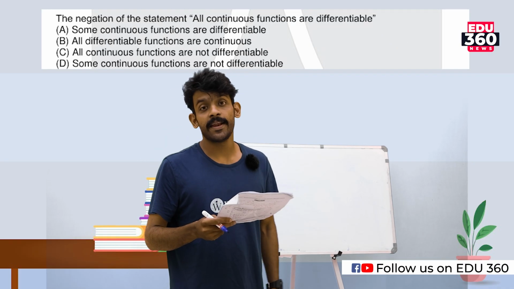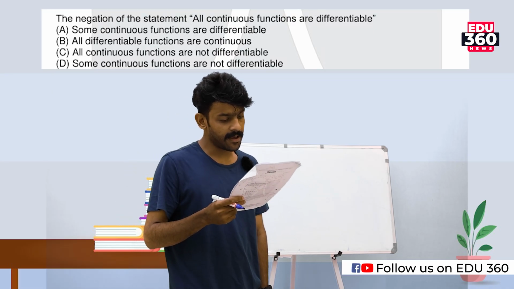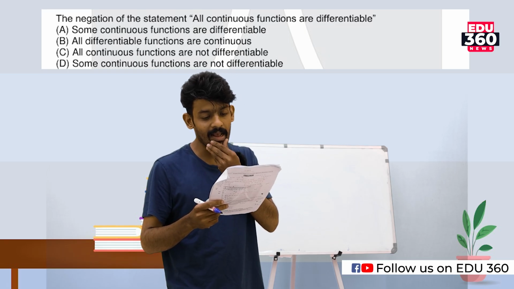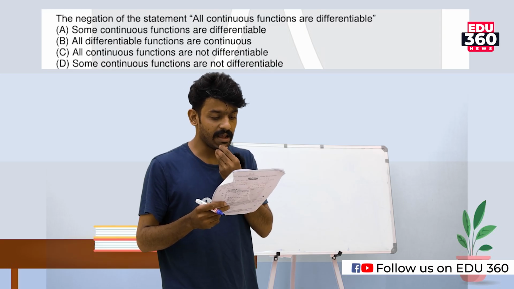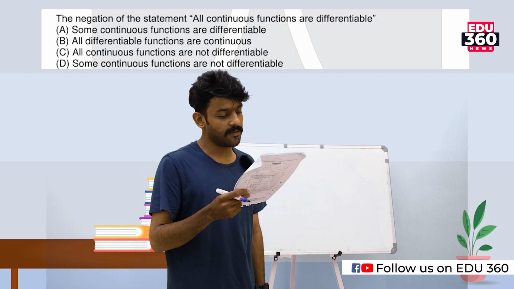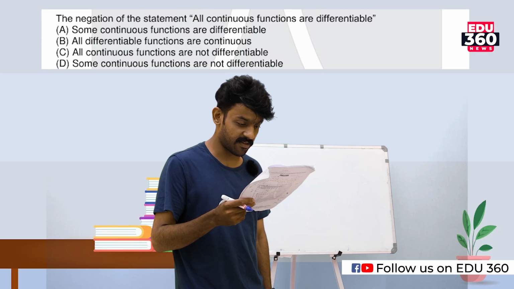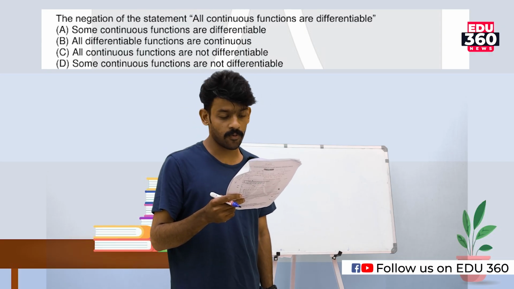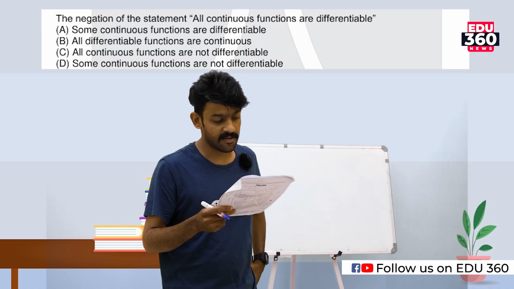Okay, so look at the next question. It's a simple question. The negation of the statement is given as: all continuous functions are differentiable. You can see there are 4 options. The first one is some continuous functions are differentiable, the second is all differentiable functions are continuous, the third is all continuous functions are not differentiable, and the fourth is some continuous functions are not differentiable. So which is the correct answer?